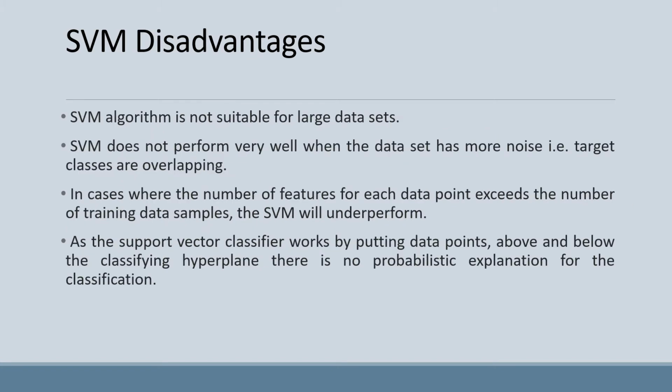Disadvantages of support vector machine: the SVM algorithm is not suitable for large data sets. SVM does not perform very well when the dataset has more noise, that is, when target classes are overlapping. In cases where the number of features of each data point exceeds the number of training data samples, the SVM will underperform. As the support vector classifier works by putting data points above and below the classifying hyperplane, there is no probabilistic explanation for the classification.